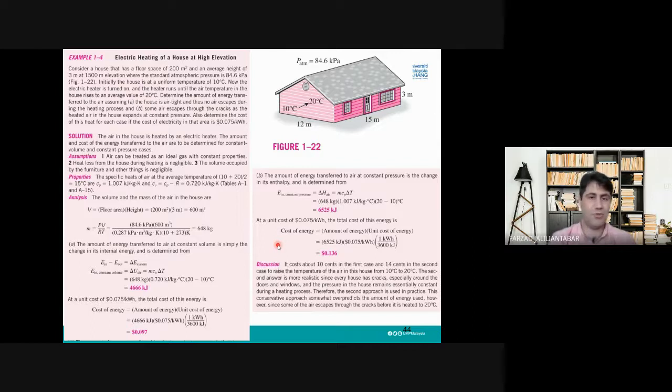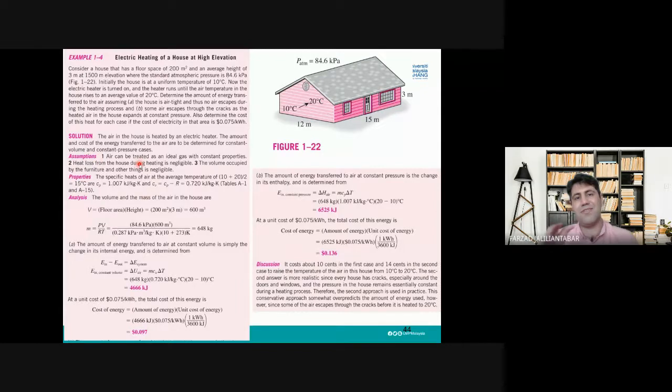But assumptions you need to write. These assumptions are important. Sometimes I am lenient, or maybe the other lecturer is also lenient and ignores this. If you haven't written the assumptions, you may still receive the mark. But from now, I am telling you, please write the assumptions. It is important. You can see here, the volume occupied by the furniture and other things is negligible. Without these, we don't have only air inside the house.